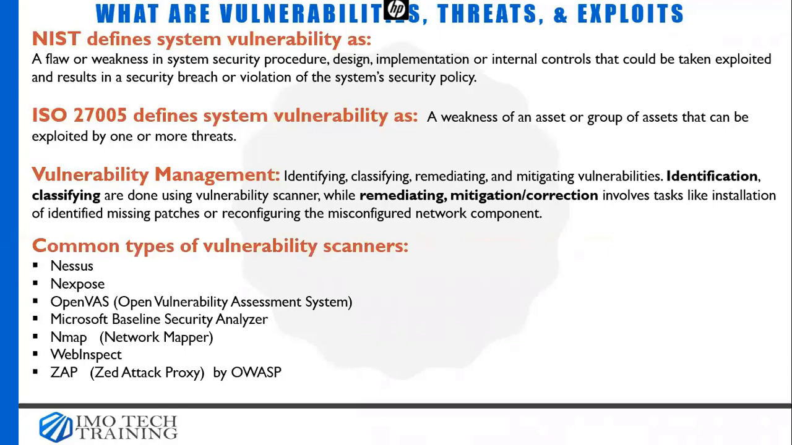All right. So it says that ISO defines system vulnerability as a weakness of an asset or group of assets that can be exploited by one or more threats, right? That's how they define it. Pretty much saying the same thing, but they have a different threat. So vulnerability management, identifying, classifying, remediating, and mitigating vulnerabilities. That is what we call management. You're not going to just identify it and leave it like that. You identify, you classify, you remediate, and then you mitigate. Right? That is, you have managed.